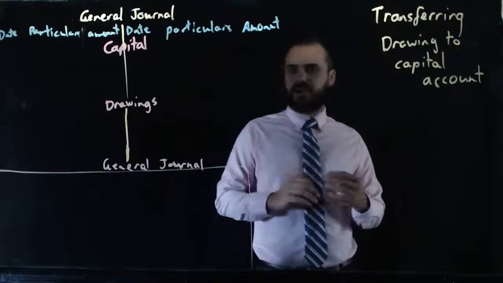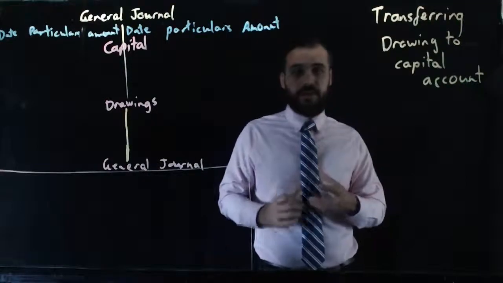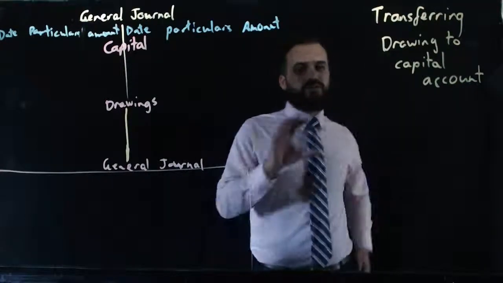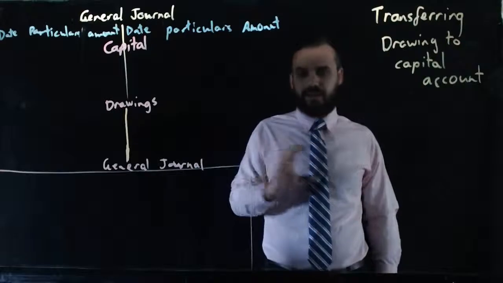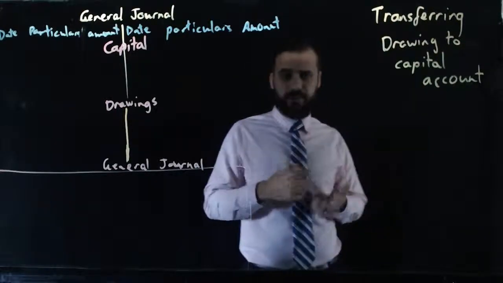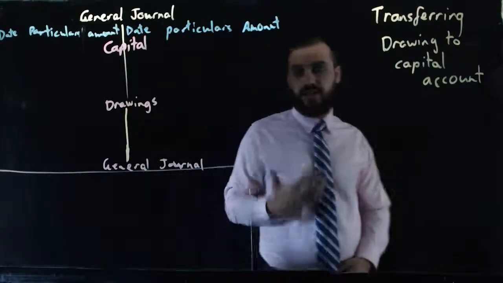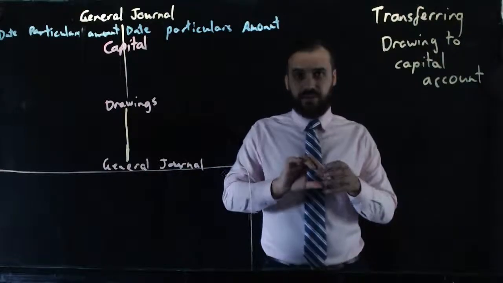So as part of the action on June 30th, when we're closing down our books or balancing our books, we have to do this, transferring our drawings to our capital account. Now remember that drawings are just kind of the reverse of capital. Capital is money that's been put into the business by the owner or the owner's stake in the business, and drawings are money that the owner's taken out.